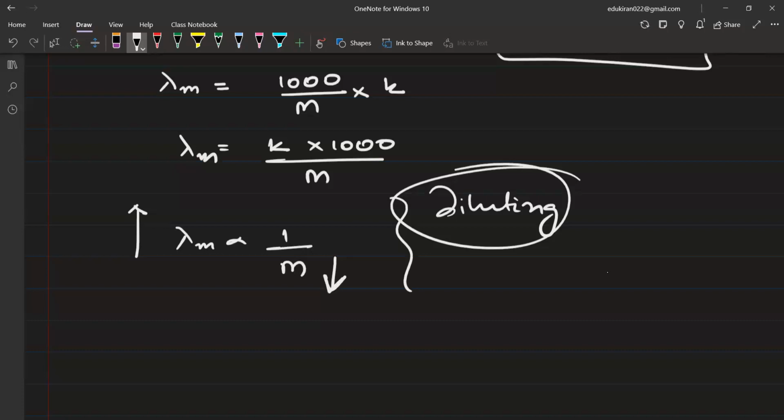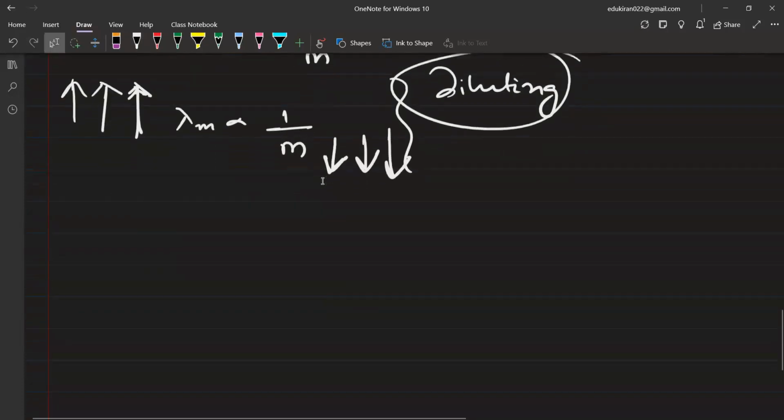So we are diluting, the molar conductance is increasing. We dilute it again, the molar conductance will increase. We dilute it again, the molar conductance will increase. But there will be a point after which, even though we are diluting the solution, molar conductance is not increasing. So that point is the limit. That is why we call it limiting molar conductance.